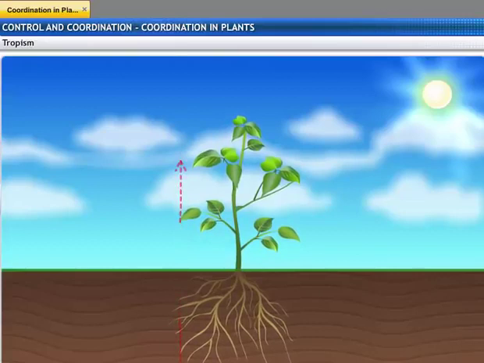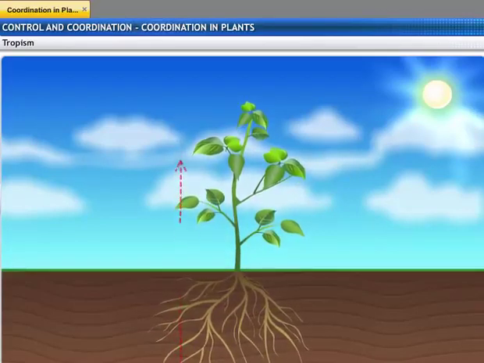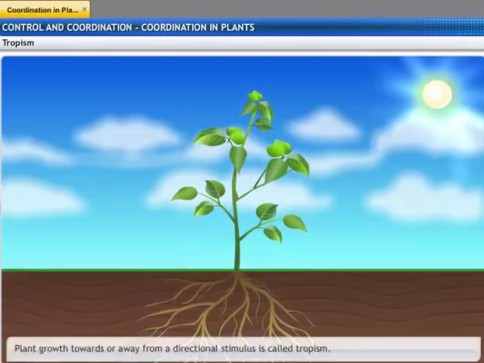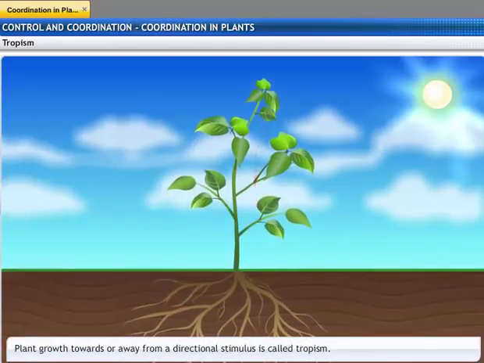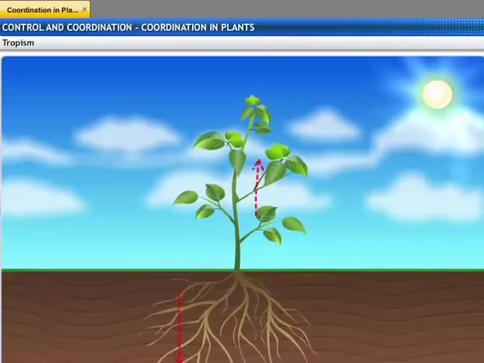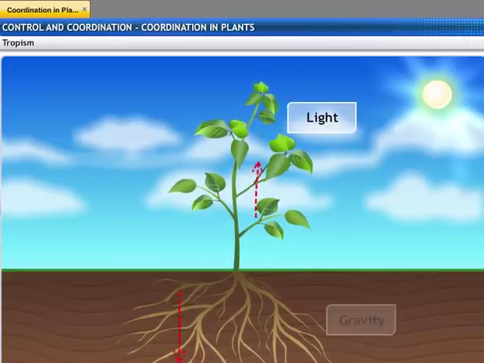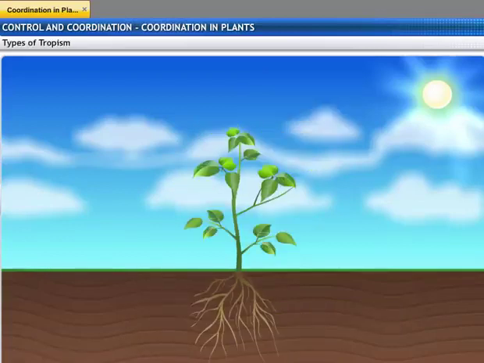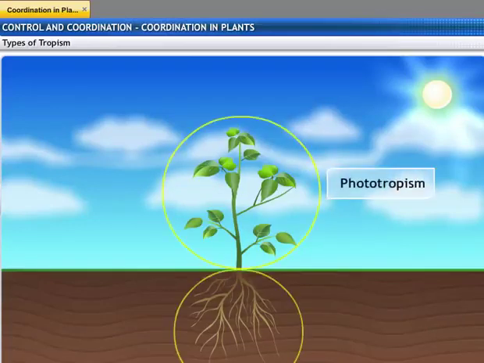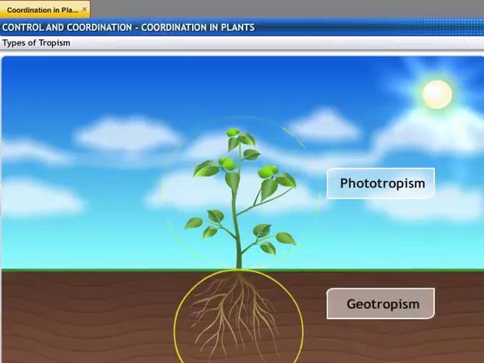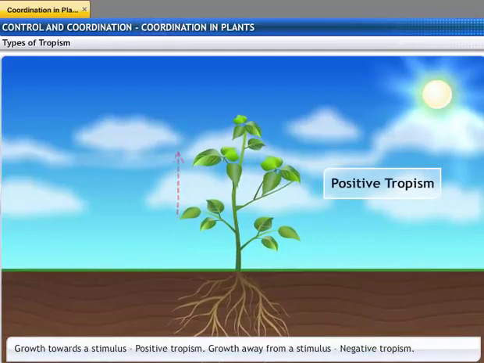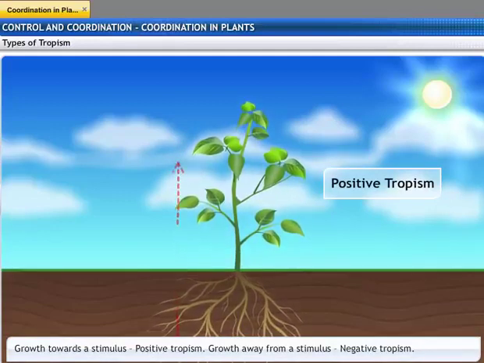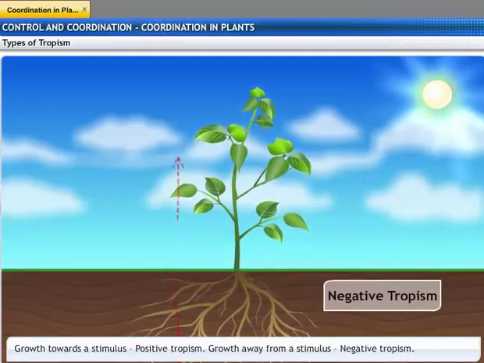Plant movement during growth of the plant can be directional or non-directional. If movement occurs in the direction of the stimulus, it is known as tropic movement. Environmental triggers such as light or gravity determine the direction of growth of a plant. The most common tropic movements are phototropism and geotropism. Growth towards a stimulus is a positive tropism, while growth away from a stimulus is a negative tropism.